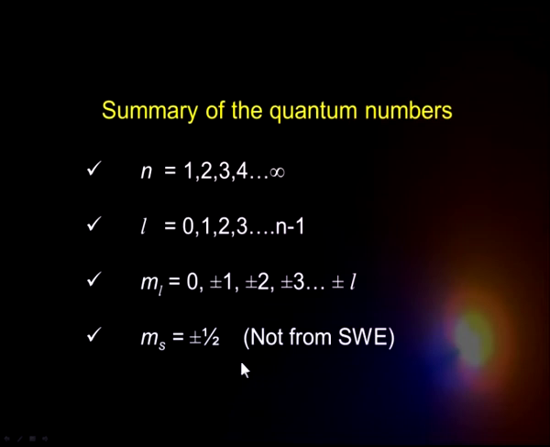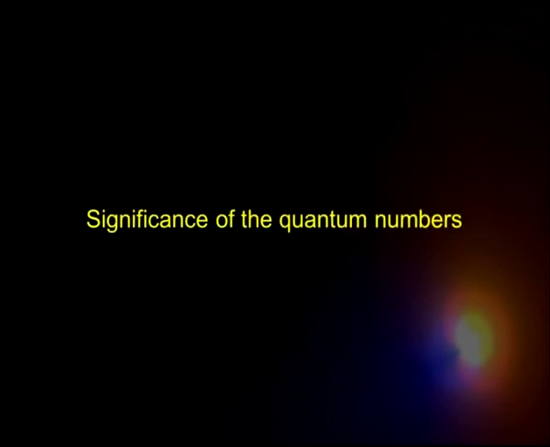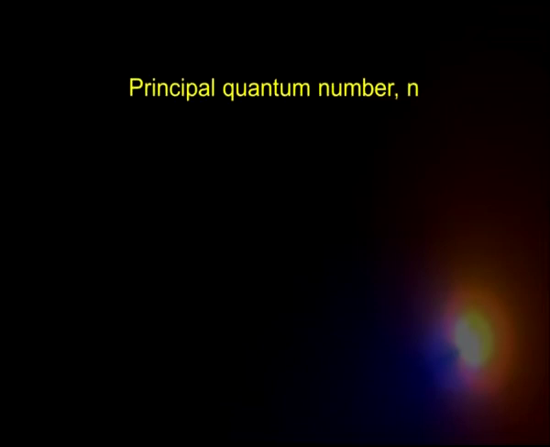That comes from outside. We'll talk about that as we move further. So we take up the significance of these quantum numbers. We start with the principal quantum number n. Principal quantum number n quantizes energy. This is what we got when we talked about the energy expression, because we remember that energy was inversely proportional to the principal quantum number n.